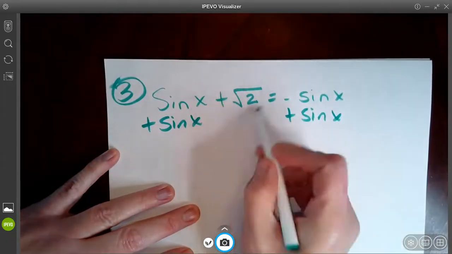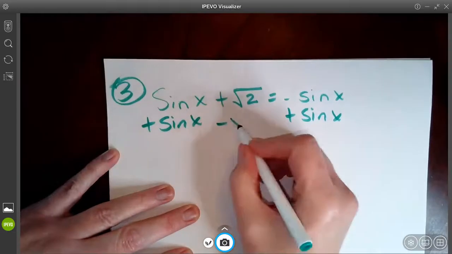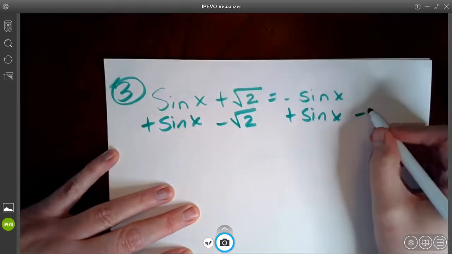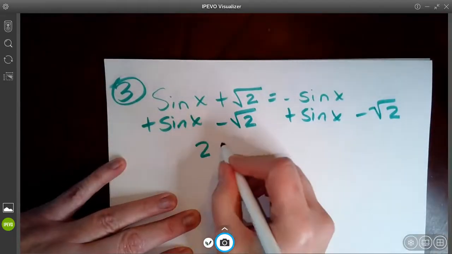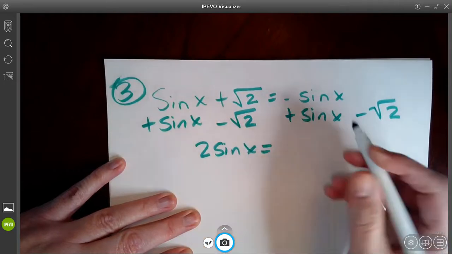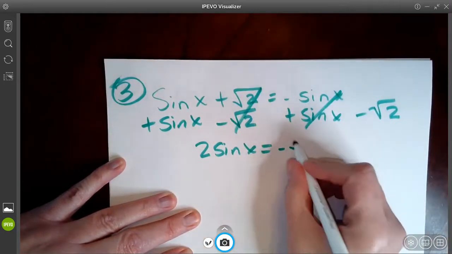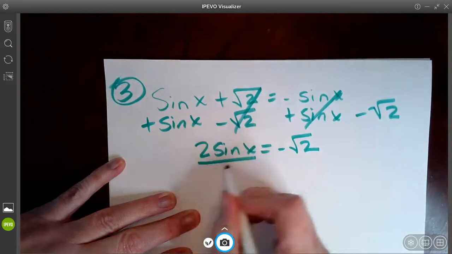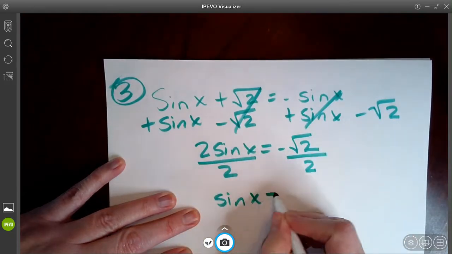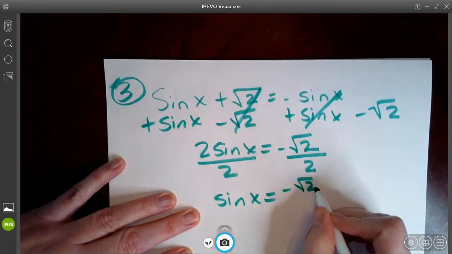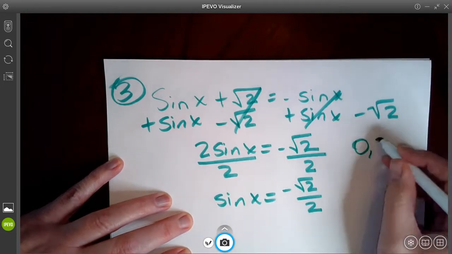And I also need this plus the square root of 2 to be on the opposite side of the equal sign. So I'm going to subtract the square root of 2 on both sides. So sine x plus sine x would be 2 sine x equals, over here, that would cancel out, and we get negative root 2. So if we divide both sides by 2, we get sine x equals negative root 2 over 2. And on this one, we're just going to find the solution between 0 and 2 pi.